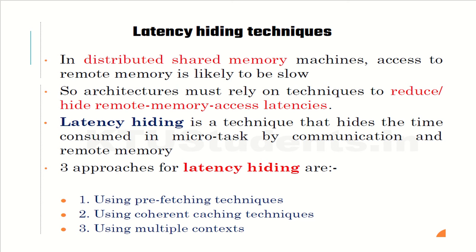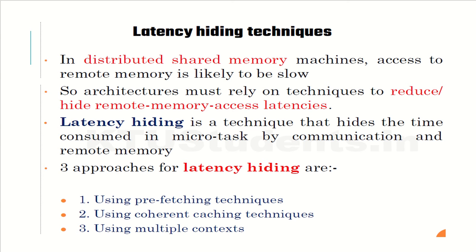So as I said, what we are trying to do is reduce or hide the latency. If you can reduce it, then it is very good. If you are not able to reduce the latency, then you have to hide it from the user, especially when you have memory access. In a distributed shared memory machine, access to the remote memory is likely to be slow, and you have to either reduce it by using some caching or other mechanisms, or hide it by reordering the order of executions, or allocating the resources to some other process and keeping this processor alive.